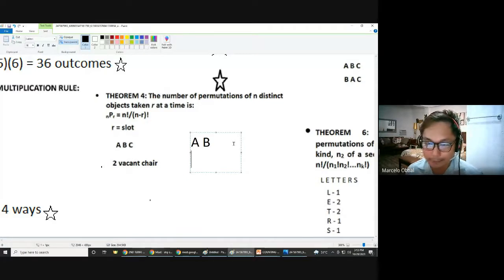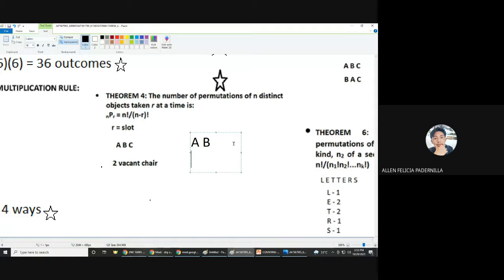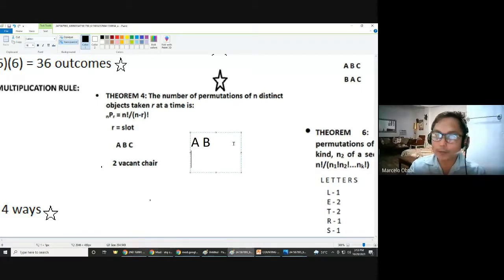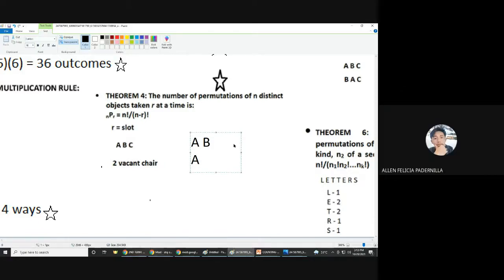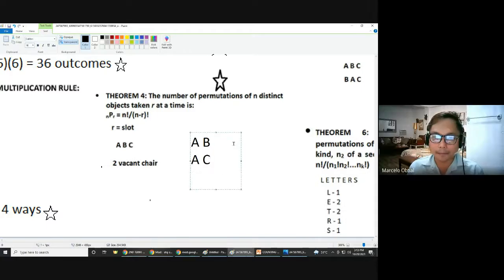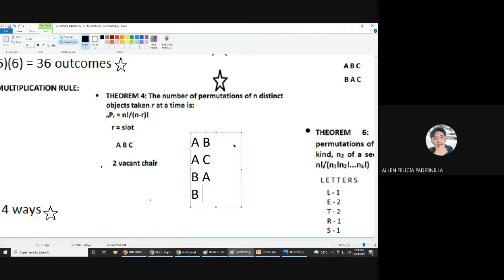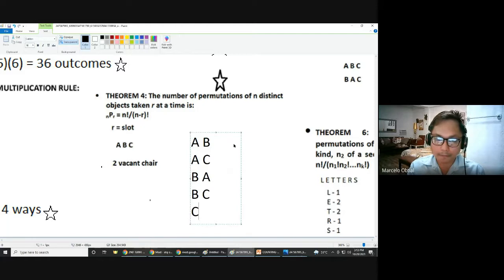Yes, Allen. BA. Okay. Can we start with A pa rin? And sa second na chair, ilagay natin sino? C, sir. Okay, very good. Okay, next, please. B tayo. B, A, very good. Next. B pa rin. Yes, sir. And second na chair, ilagay natin sino? C. Okay. Next, we have C, A. Okay. And C pa rin, and B.